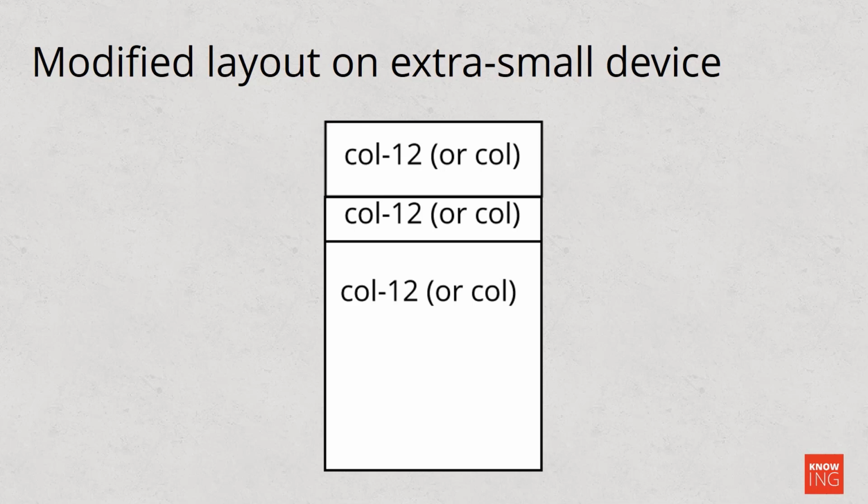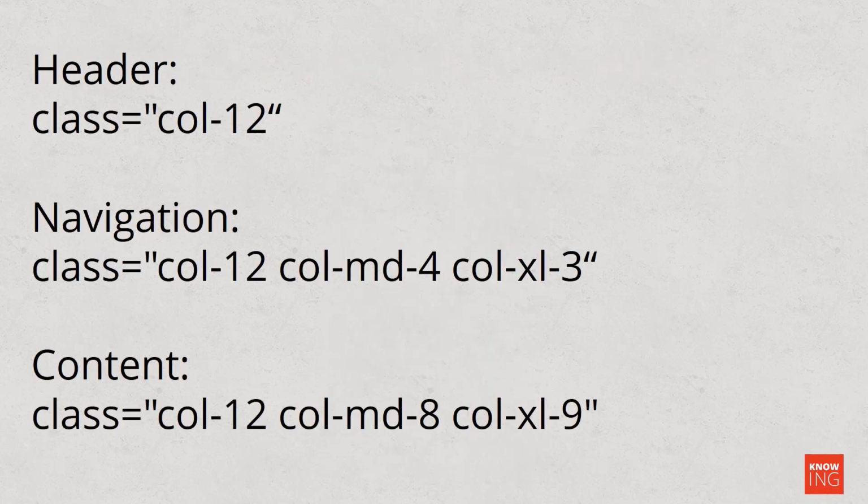That's usually the safest thing, because on an extra small device, you really do want things to be just one column, otherwise the columns get too narrow. So for the header, your class would be col-12. For navigation, it would be col-12, col-md-4, col-xl-3, and for content, col-12, col-md-8, and col-xl-9. And you can see how you can add multiple classes just by putting a space between them.